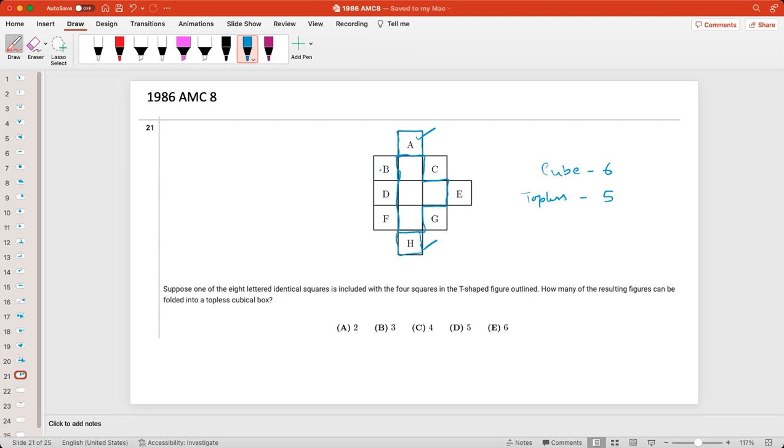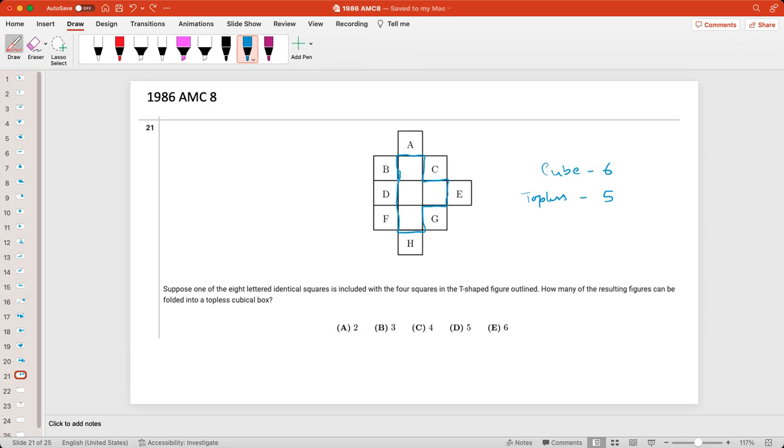Now let's look at B. Let's just undo A and H for now. So if I include B, obviously this one here is also possible to be folded into a cube. So if B is possible, then obviously F is also possible because this is just the opposite of B. So these both are also possible. Coming back, now we know that A, B, F and H are possible.